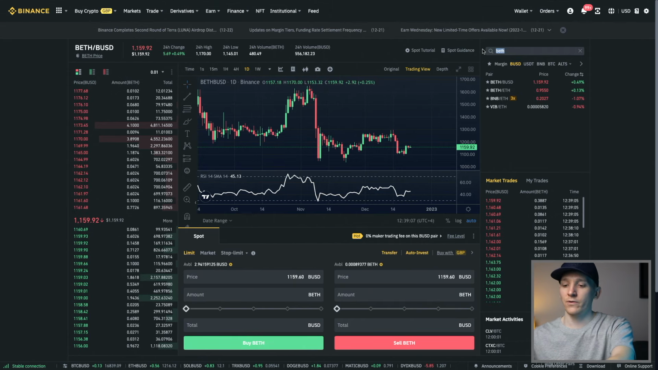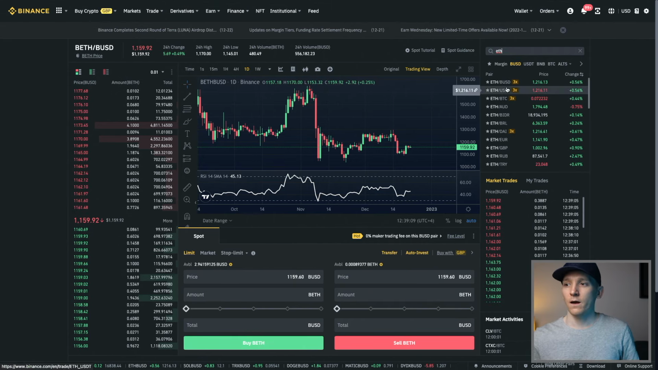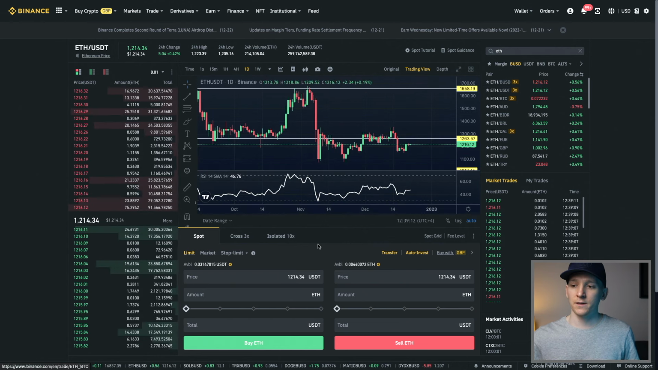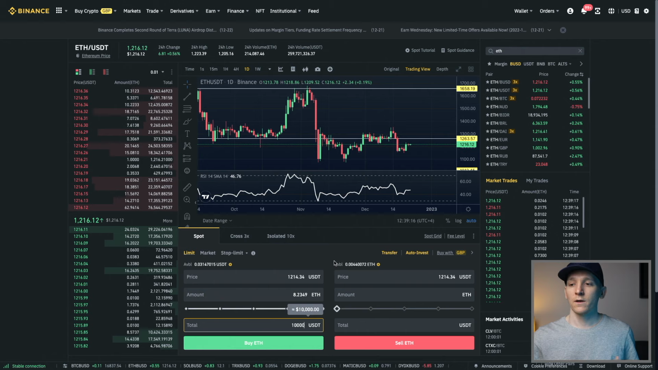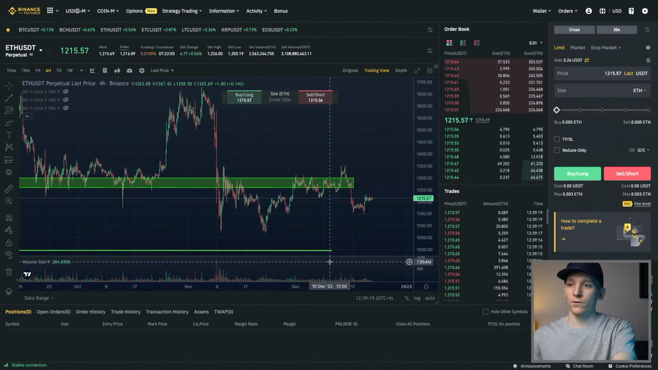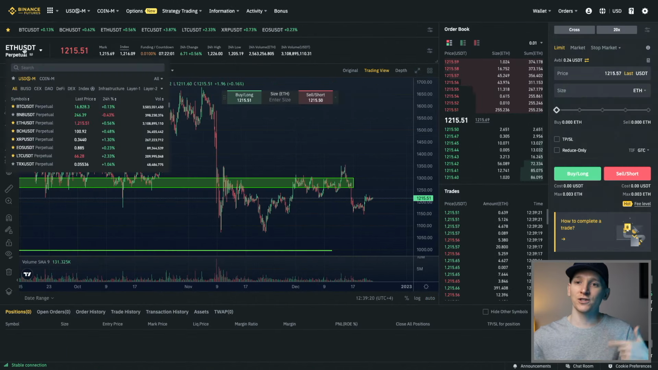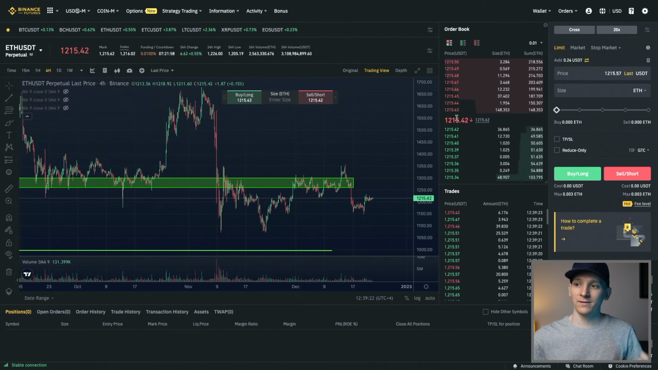So we can go to the ETH market here versus US dollar tether or BUSD. You buy an amount of ETH, that would be 10K or whatever you wanted. You would get that, and then you'd go over to the futures side and short that $10,000 position, or whatever it is, with ETH as well. Pretty much the same as the Bitcoin funding rate arbitrage.